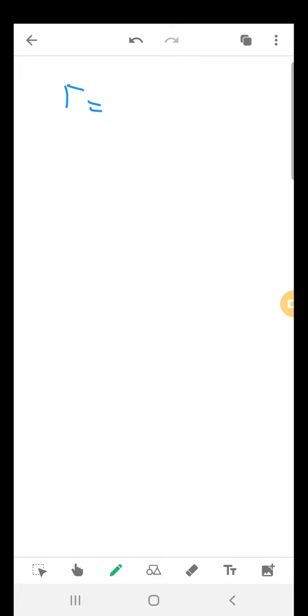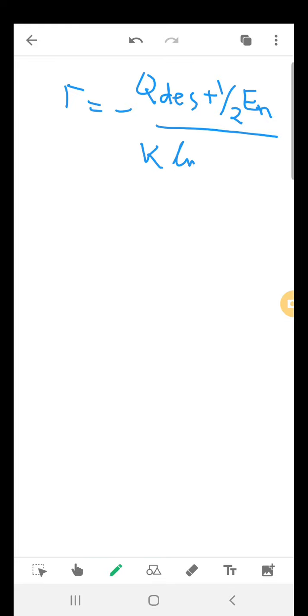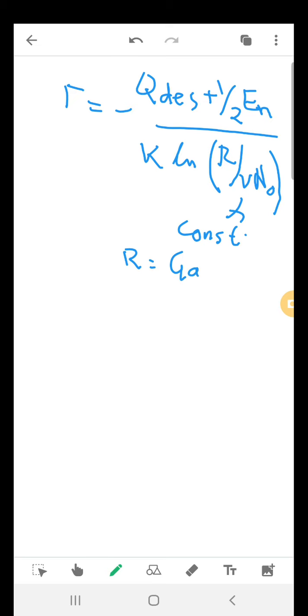gamma is equal to minus Q, the dissociation energy, plus half into e to the power n divided by K ln R by nu. N0 is the initial number of atoms, and nu is another constant. R, as you know, is the gas constant, and K is the Boltzmann constant.